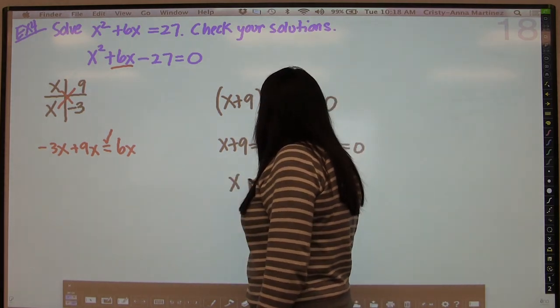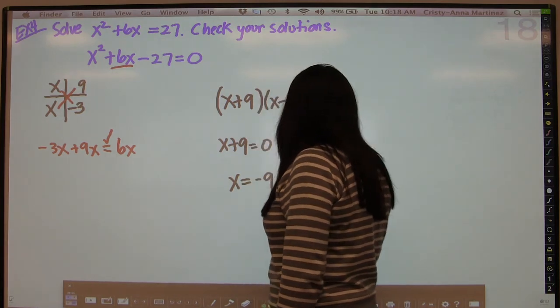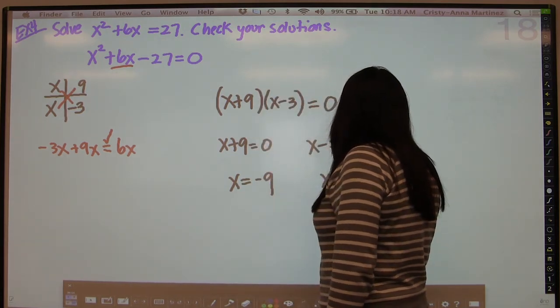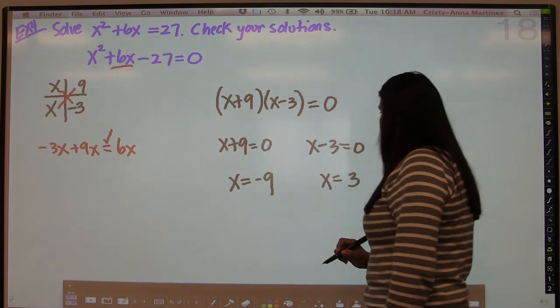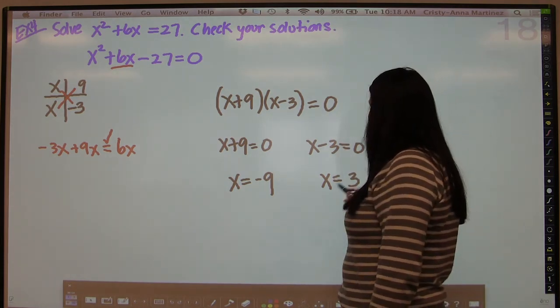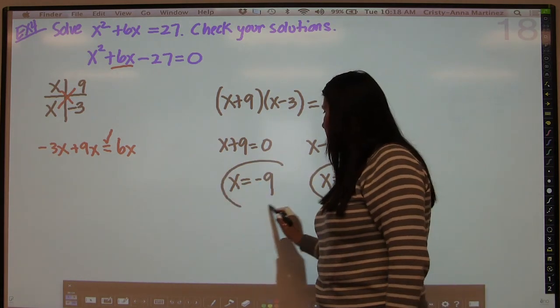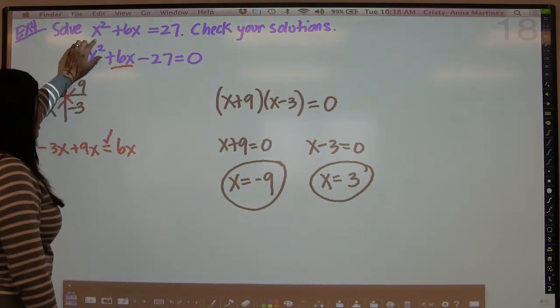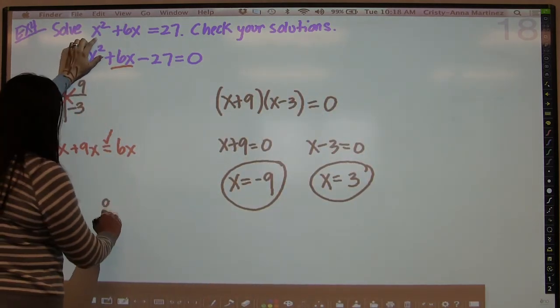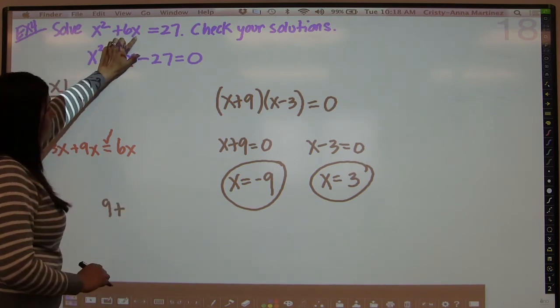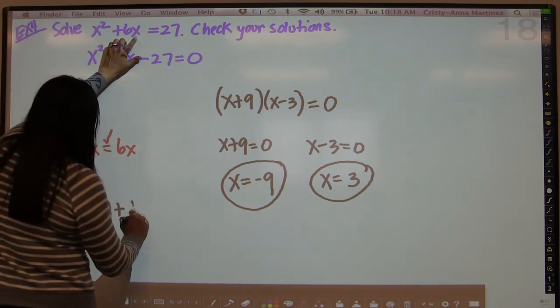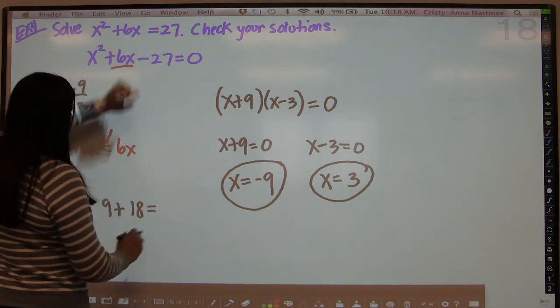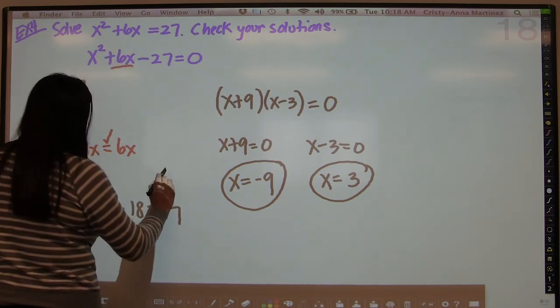So here we're going to get x equals negative 9, because you subtract 9 from both sides. And over here we're going to get a positive 3, because you add 3 to both sides. So to check our solutions, because we get 3 and negative 9, you can check that in the original equation. 3 squared is 9, and 6 times 3 is 18, and 9 plus 18 is in fact 27, so that checks.